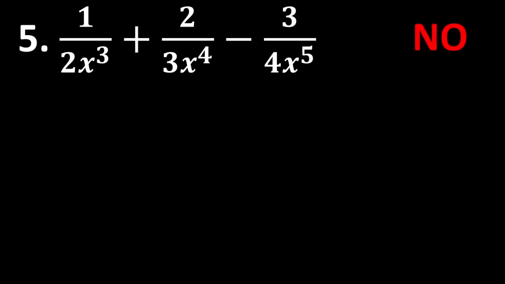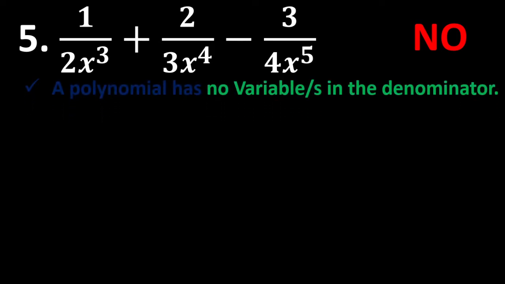Now, what is the reason why number 5 is not a polynomial? Because a polynomial has no variable or variables in the denominator. Now, as you can observe, x here is considered a variable, and it is located at the denominator. Therefore, this is not a polynomial because it has a variable in the denominator.